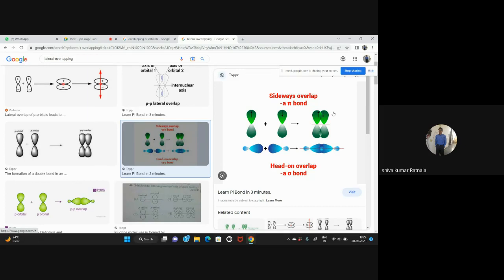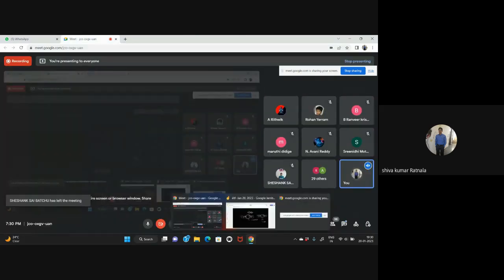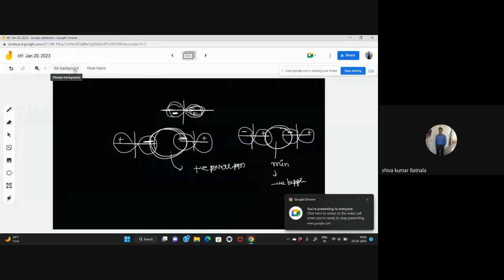Understood what I'm trying to say? Sir, that means both types of overlapping can happen. Yes. Understood what is meant by overlapping? Yes, sir, but do they have specific conditions for each bond? Yes. Okay, now let's come to this. Now what did I say? There are two types of overlapping.